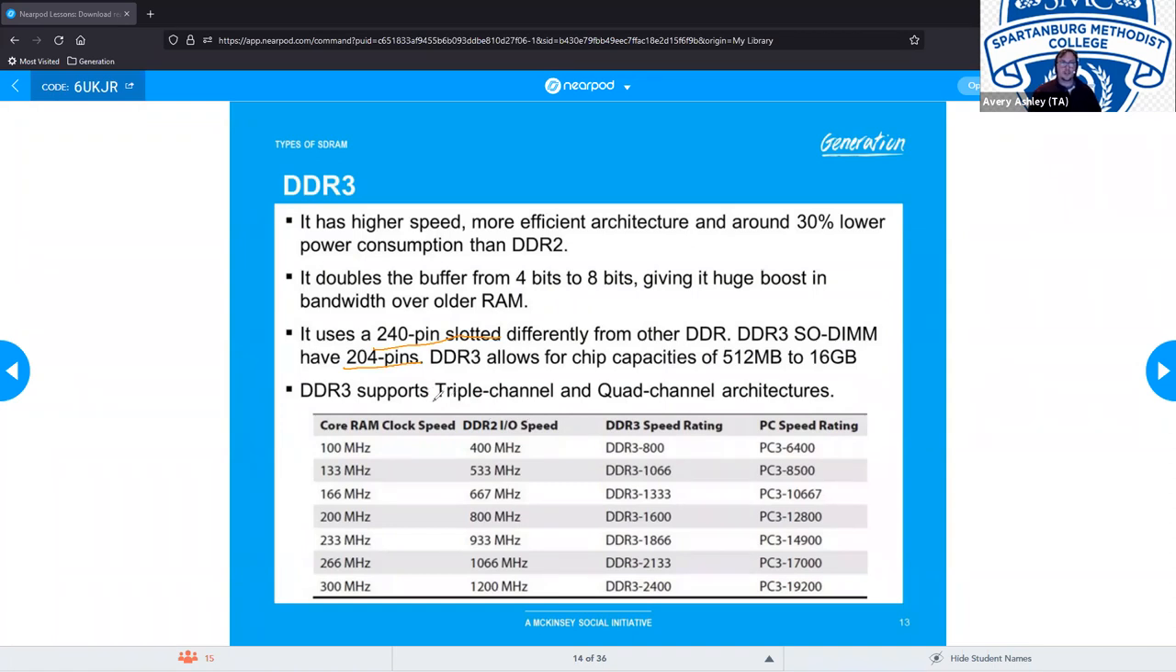All right. DDR3 supports triple channel and quad channel architectures. So instead of having just two slots available, or even one, you can use up to three for triple channel, or using four for the quad channel architecture.